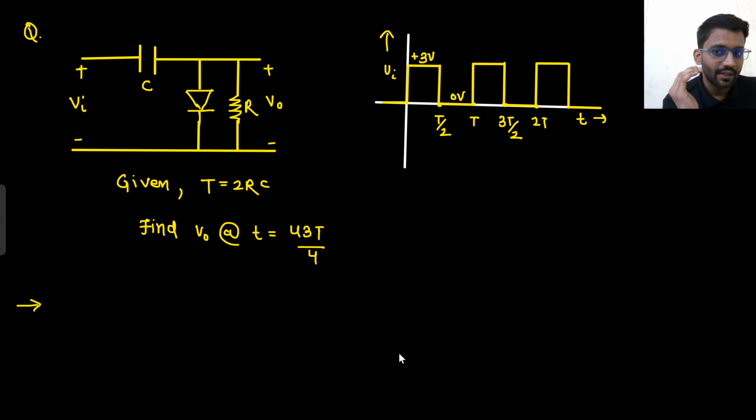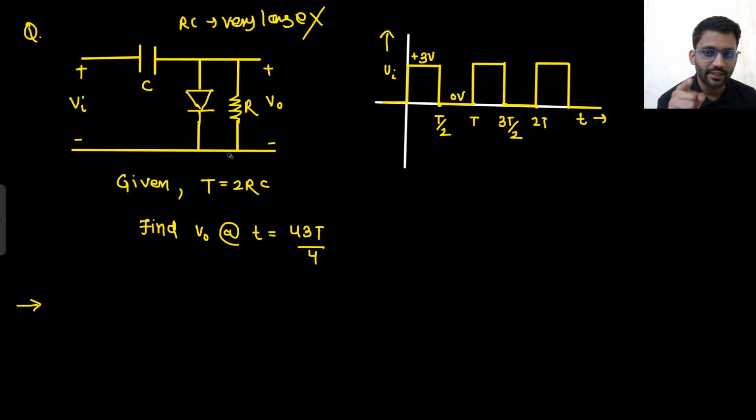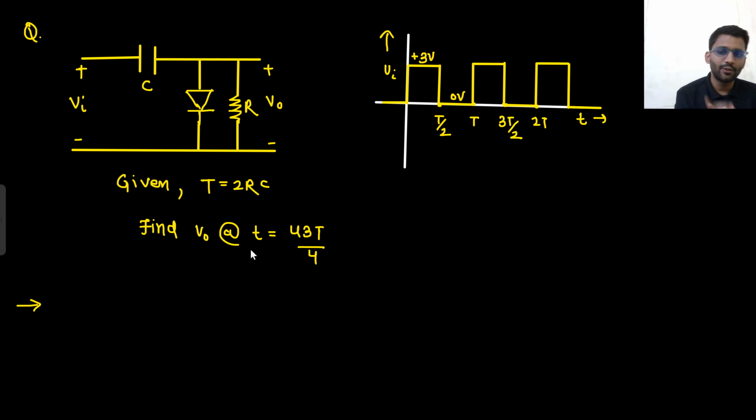So this time your T is equal to 2 RC. That means your RC is not very large. This is not the case this time, because RC is equal to T by 2. So T is equal to 2 RC. That is given. We need to find the value of V0 at 43 T by 4. This is the time period T. So you need to find the V0 value at 43 T by 4.